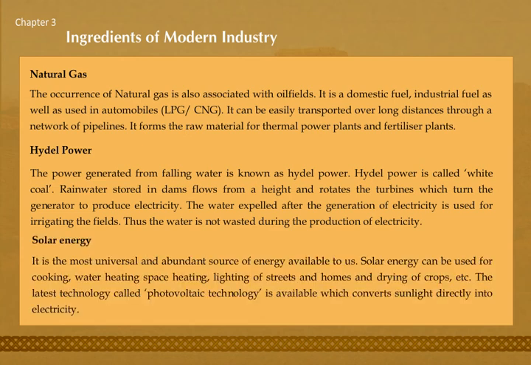Solar energy. It is the most universal and abundant source of energy available to us. Solar energy can be used for cooking, water heating, space heating, lighting of streets and homes and drying of crops, etc. The latest technology called photovoltaic technology is available, which converts sunlight directly into electricity.